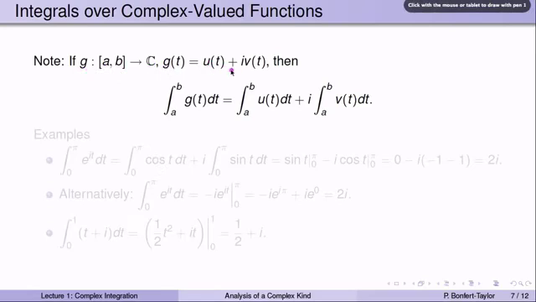So we can write g of t as u of t plus i v of t. Then if we write something like the integral from a to b of g of t dt, what that really means is the integral over u plus i times the integral over v. In other words, we integrate the real part, we integrate the imaginary part, and then put them back together. And that is how the integral over g is defined. Let's look at an example.